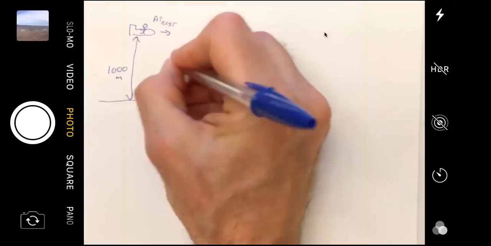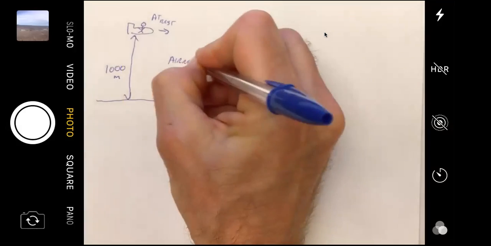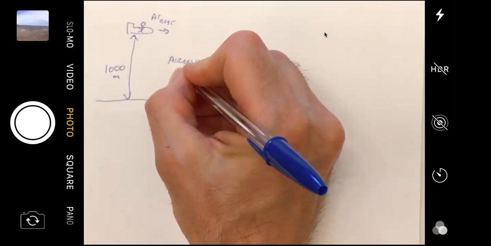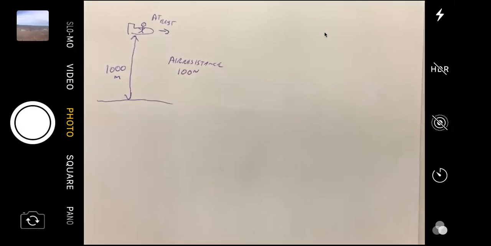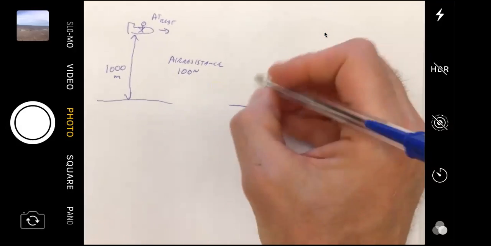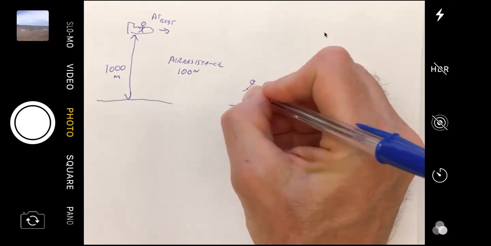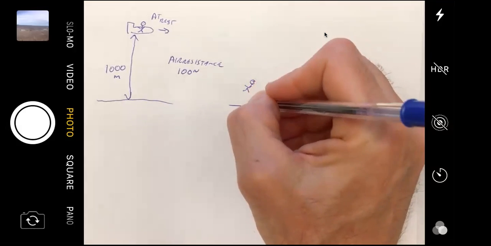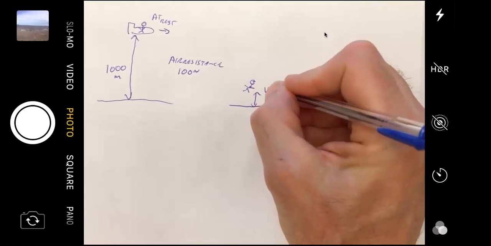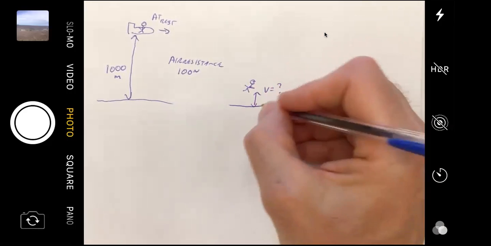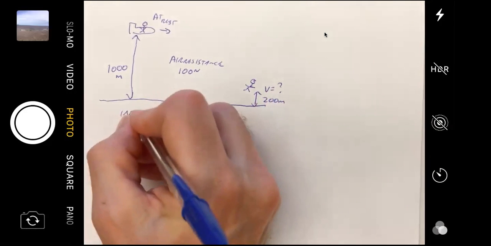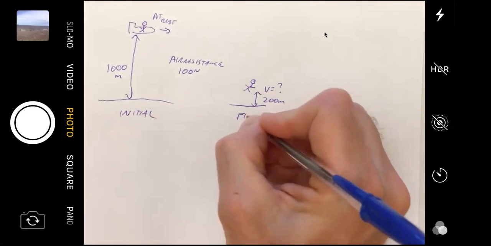The person is definitely going to encounter air resistance as we fall. Let's assume that air resistance is a 100 Newton force. The question we want to ask ourselves is this: when the person, who is clearly falling, looks like his arm got broken there, that looks tragic, I want to figure out how fast we are going at a height of 200 meters. All right, so this is our initial situation. This is our final situation.